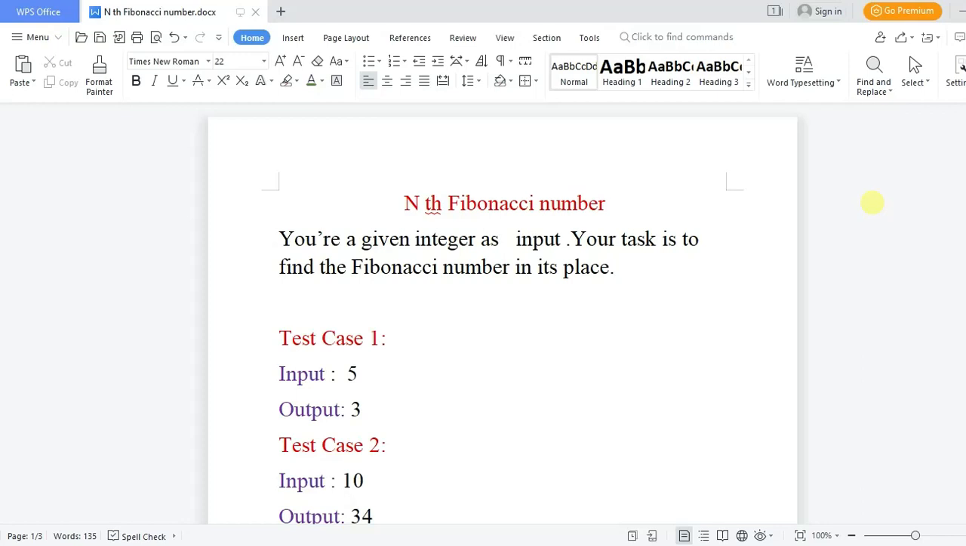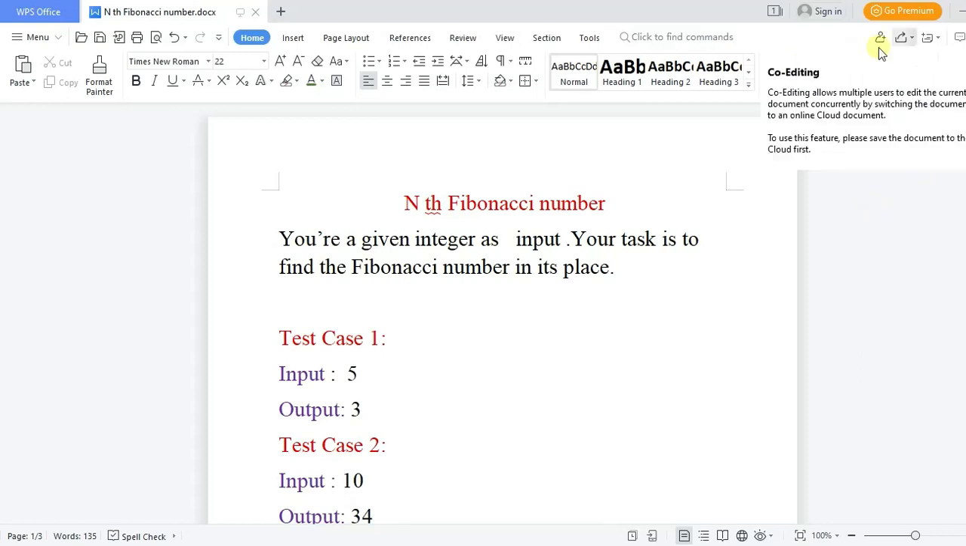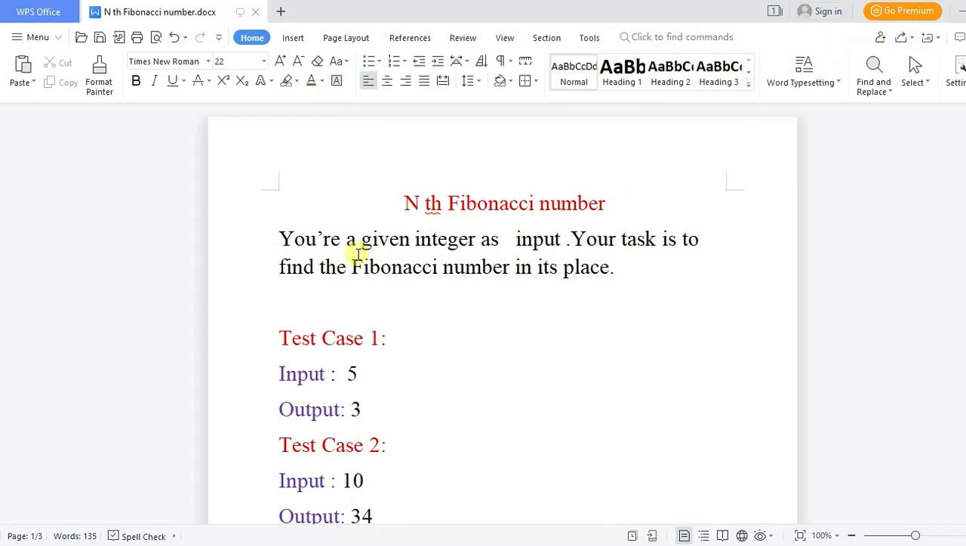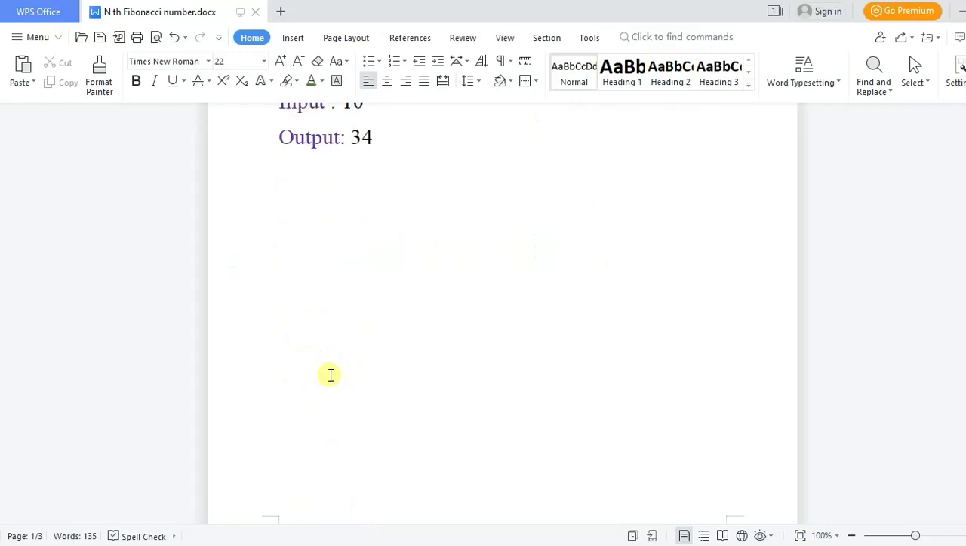Okay, let's come to the problem statement. Today the question is nth Fibonacci number. It is a question that is asked in TCS and many other companies. The problem statement is: you are given an integer as input, and your task is to find the Fibonacci number at that place. That means they will give one input, and we need to find the Fibonacci number at that position. In test case one, the input is 5 and the output is 3. In test case 2, the input is 10 and the output must be 34.